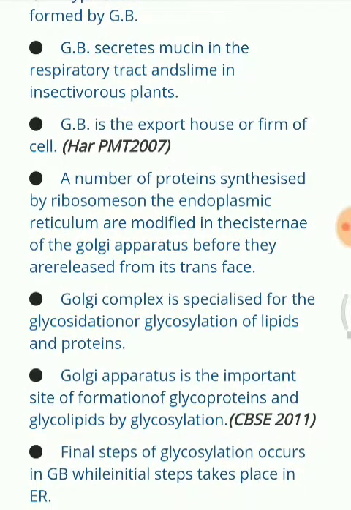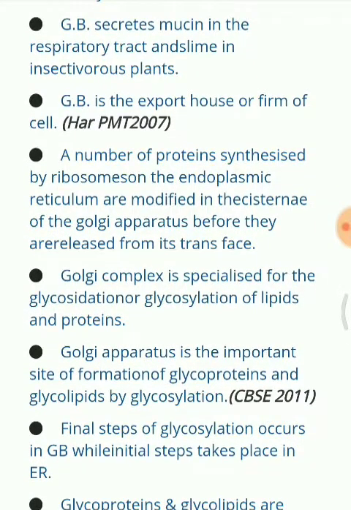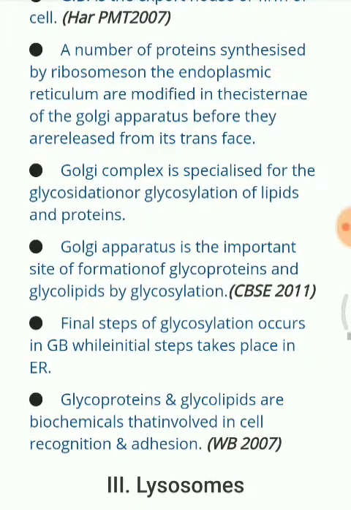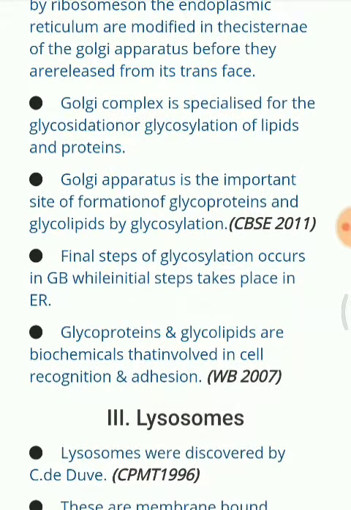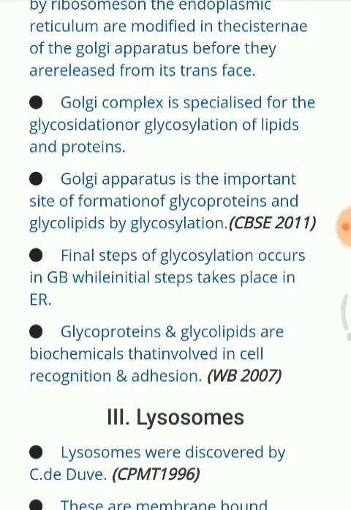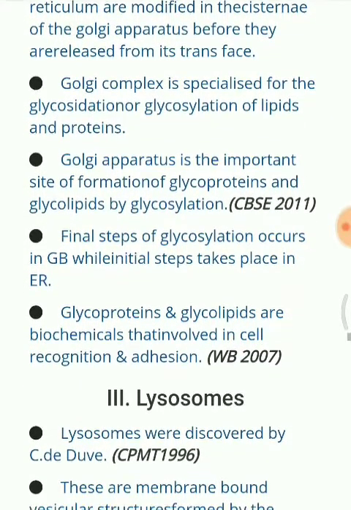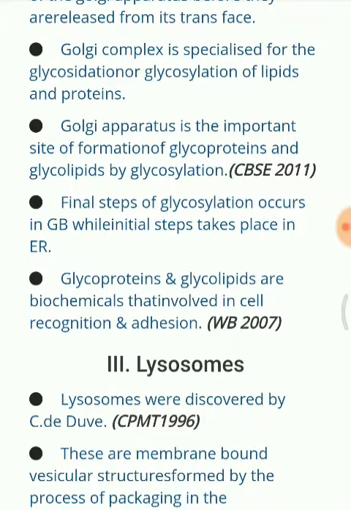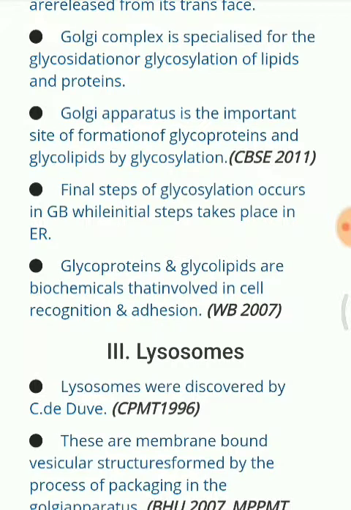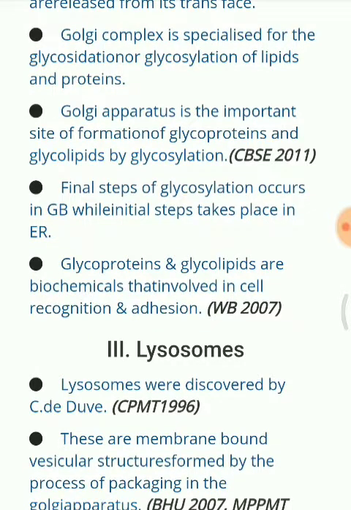A number of proteins synthesized by ribosomes on the endoplasmic reticulum are modified in the cisternae of the Golgi apparatus. Therefore, they are released in modified form from its trans face. The Golgi complex is specialized for the glycosidation or glycosylation of lipids and proteins. The Golgi apparatus is the important site of formation of glycoproteins and glycolipids by glycosylation. The final step of glycosylation occurs in GB, while the initial steps are taken in the ER. The glycoproteins and glycolipids are biochemicals involved in cell recognition and adhesion.